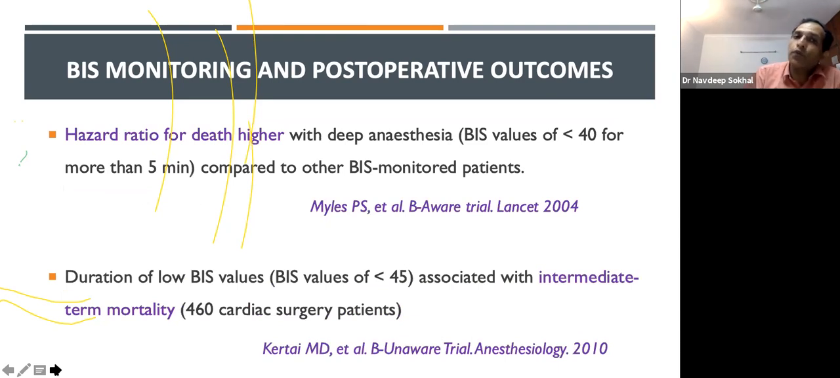Again, the hazard ratio for death was higher with deep anesthesia. This study concluded that in patients where a BIS value of less than 40 was recorded for more than 5 minutes during the total period, compared to other patients in whom the BIS value remained above 40, they always had a higher hazard ratio for death. It means the mortality increased if the patient's BIS value went even less than 40, for a duration of 5 minutes or more.